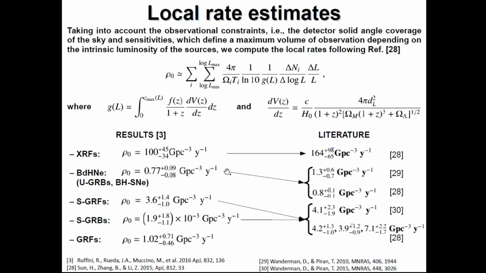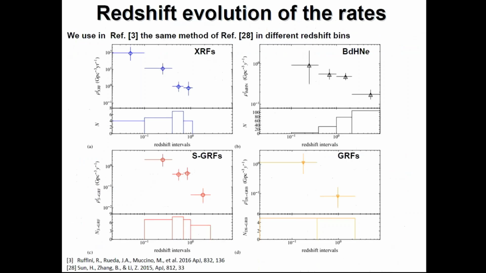Binary-driven hypernovae correspond more or less to the majority of long bursts considered in the literature, and the rate is consistent with the one of the literature. Short gamma ray flashes are the ones which are considered in literature short GRBs, so these rates are similar. The identical short GRBs are just a subclass of the total set considered in the literature, so the rate is very low, and the new one is the one of short gamma ray flashes, which is not considered in the literature.